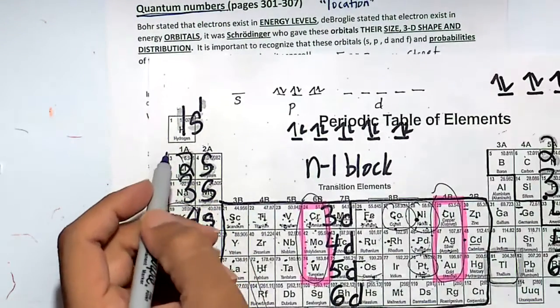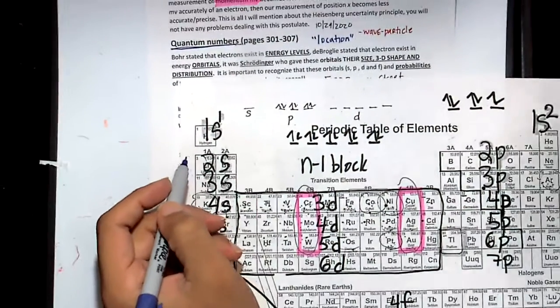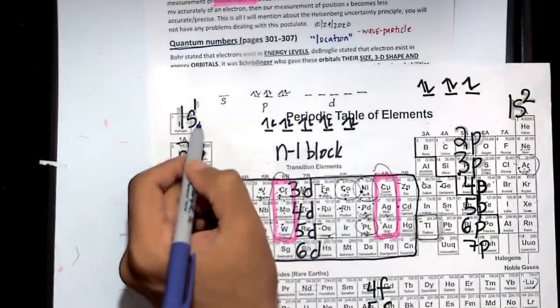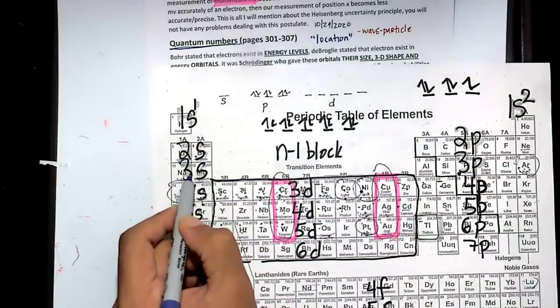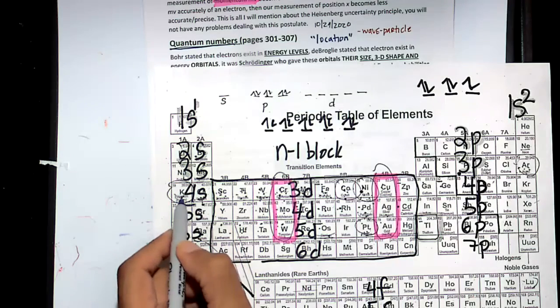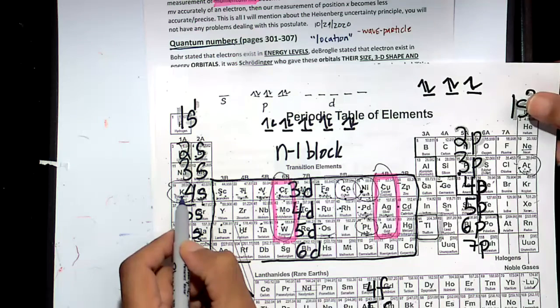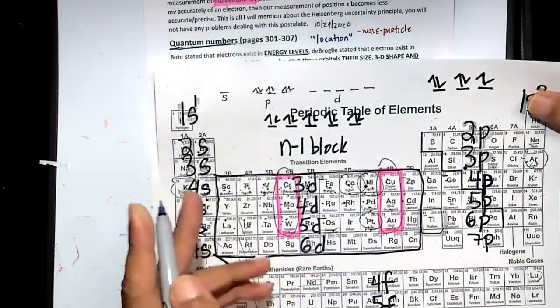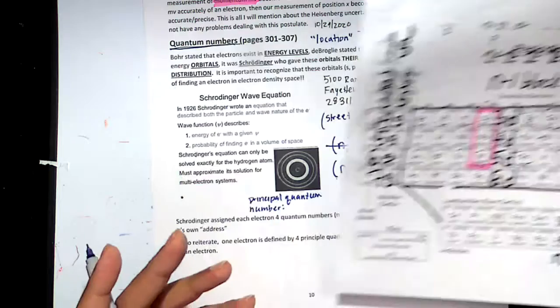So this is row. Right, so this is row 1. That would be n equals 1. This would be row 2, n equals 2. Row 3, n equals 3. Row 4, n equals 4. So it's just the row in the periodic table which the electron resides in.